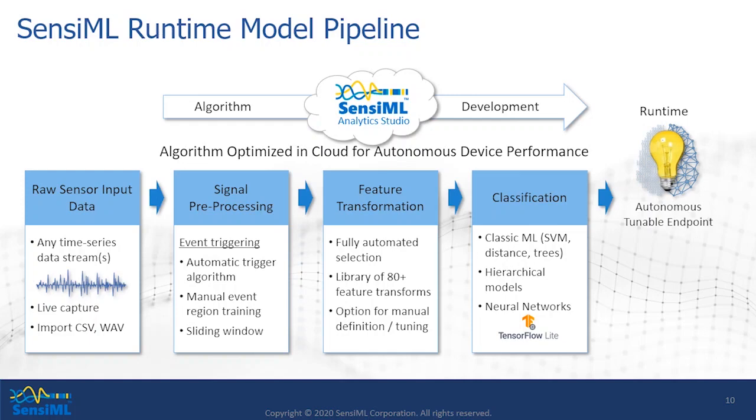The feature transform process is determined by the Analytics Studio, which uses configurable search methods to arrive at an ideal set of features from amongst a library of 80+ feature transforms. The resulting input vector, as fed to the classifier stage, allows for the simplest classifier to be chosen from amongst the many supported, ranging from a simple support vector machine to trees, hierarchical, up through neural networks as provided by TensorFlow Lite, which is fully integrated into the SensiML workflow.